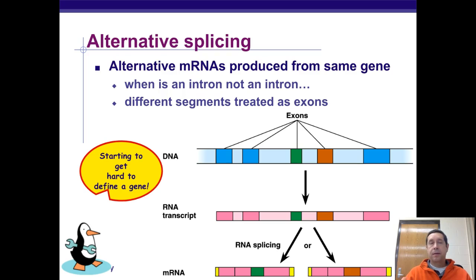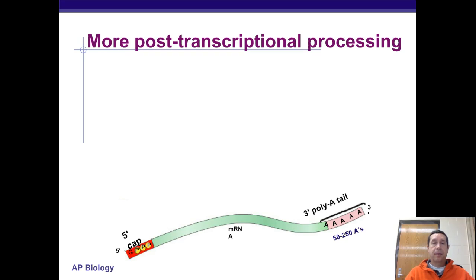So again, we've always thought finding a gene is simple. It's the part of a DNA that codes for a protein, but that piece of DNA can code for more than one protein. So defining a gene is getting more and more complicated.